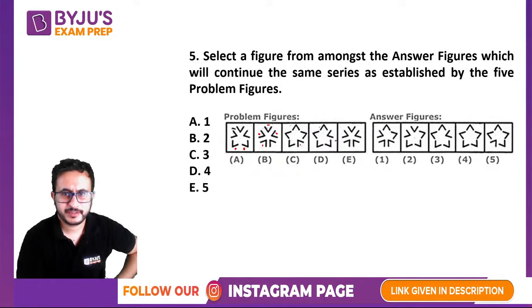From C to D, this has changed the direction, this has changed the direction. The rest three remain the same. And then if we talk about D to E, this is the same, and the rest four have changed the direction.